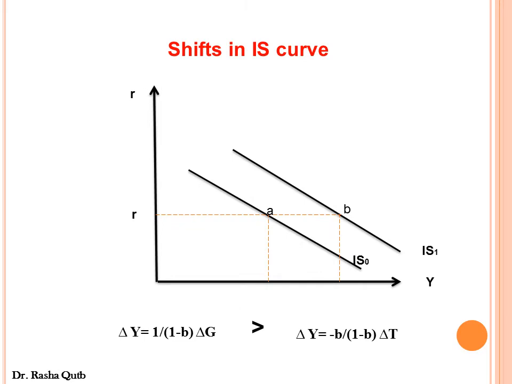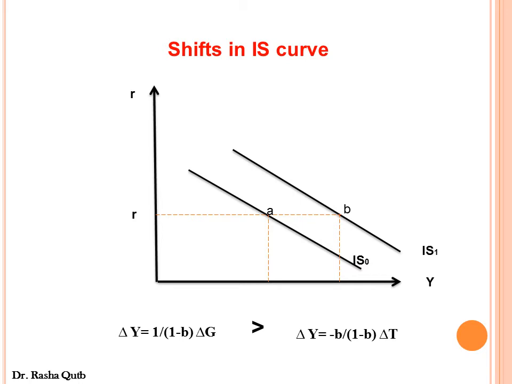Now let's move to shifts in IS curve. Remember that IS curve is a combination of interest rates and equilibrium national income at which goods market is at equilibrium. Any point on IS curve is an equilibrium point in goods market. Any point to the right or to the left of IS curve represents a disequilibrium in goods market.